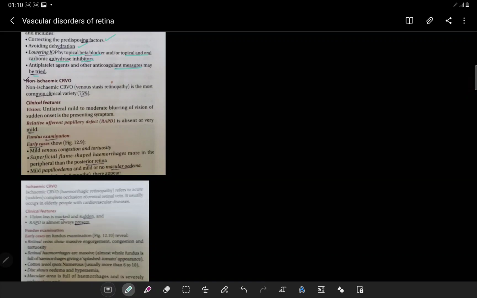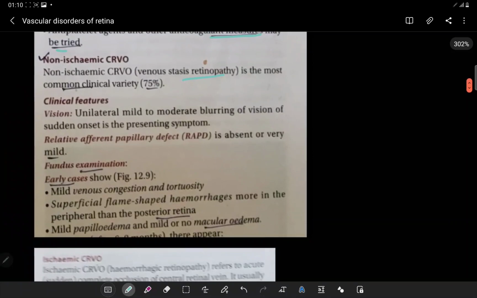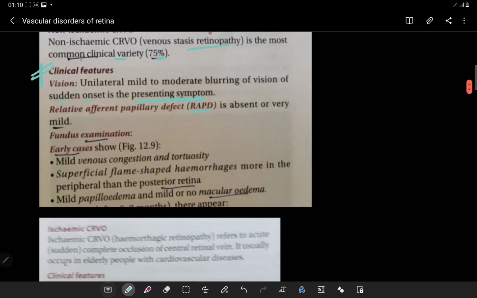Now non-ischemic and ischemic, we have to know the difference. Non-ischemic CRVO, which is also known as venous stasis retinopathy, is the most common clinical variety, comprising 75%. Now the important clinical features: unilateral mild to moderate blurring of vision of sudden onset is the presenting symptom. RAPD, that is relative afferent pupillary defect, is absent or very mild, which is a very important differentiating feature from the ischemic one.